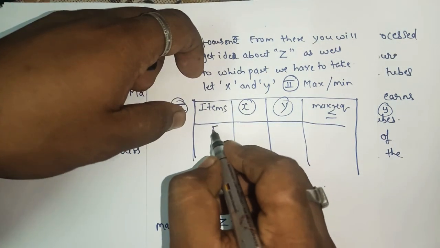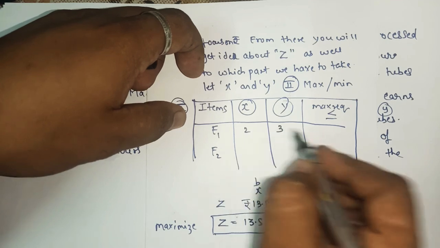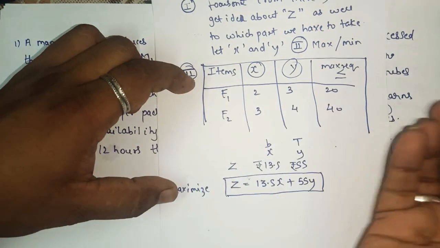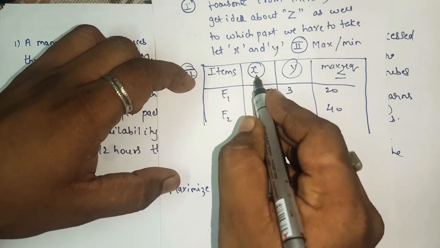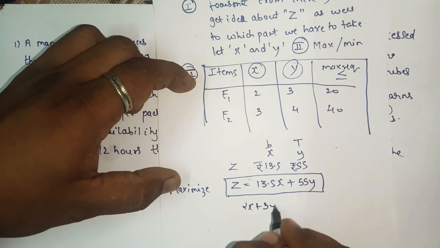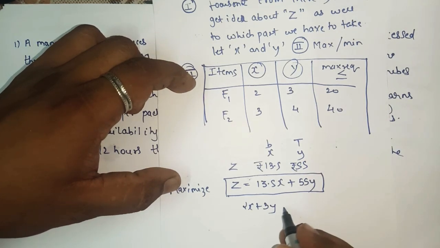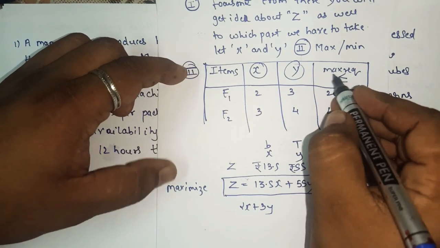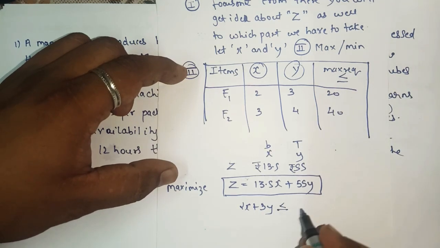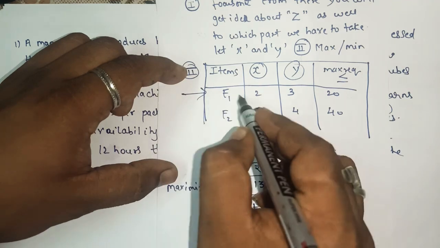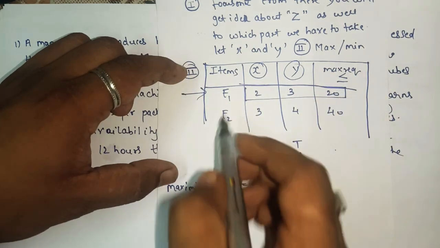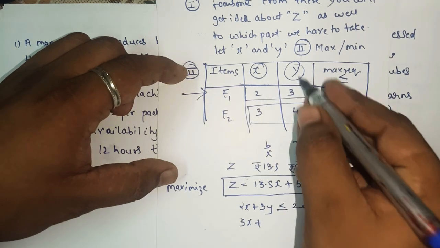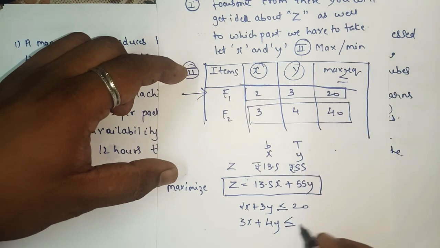Suppose here we have food 1, food 2, with values 2, 3, 20, and 3, 4, 40. How to frame the equation? It is very simple. This is 2, this is 3: 2 for X, 3 for Y. So 2X plus 3Y. Here you will not write equal to, as the question is based on inequation. We have to find the maximum requirement, so it will be less than or equal to 20. From the first row we got the first linear inequation, and from the second row you will get the second: 3X plus 4Y less than or equal to 40.